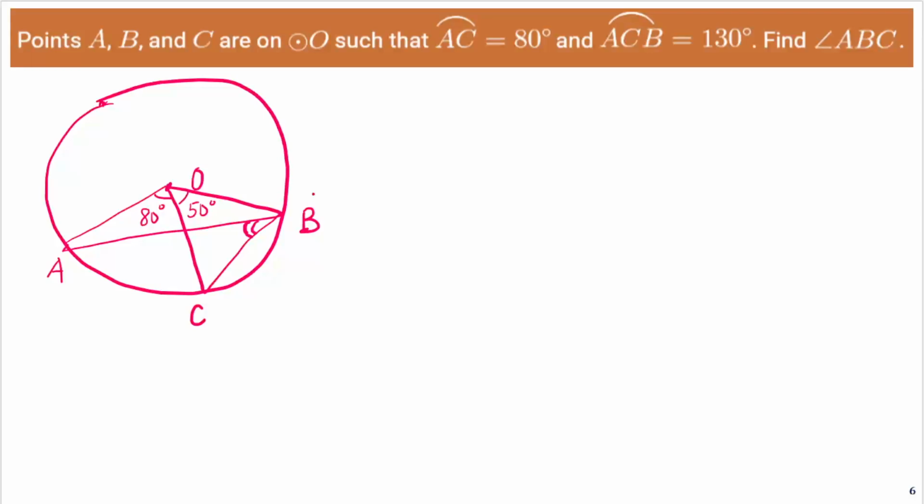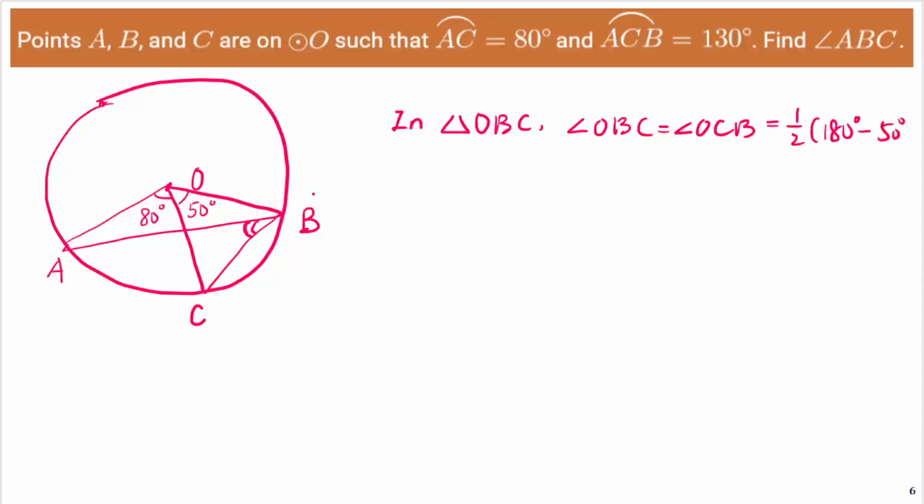Okay, any ideas? Alright, so we can make use of some isosceles triangles, right? So first of all, in triangle OBC, we know angle OBC equals angle OCB because it's an isosceles triangle, which is 1/2 of 180 degrees minus 50 degrees, right? So that's 65 degrees. Okay, we know this angle here is 65 degrees. And if you can find this angle here, then you can solve angle ABC, right?